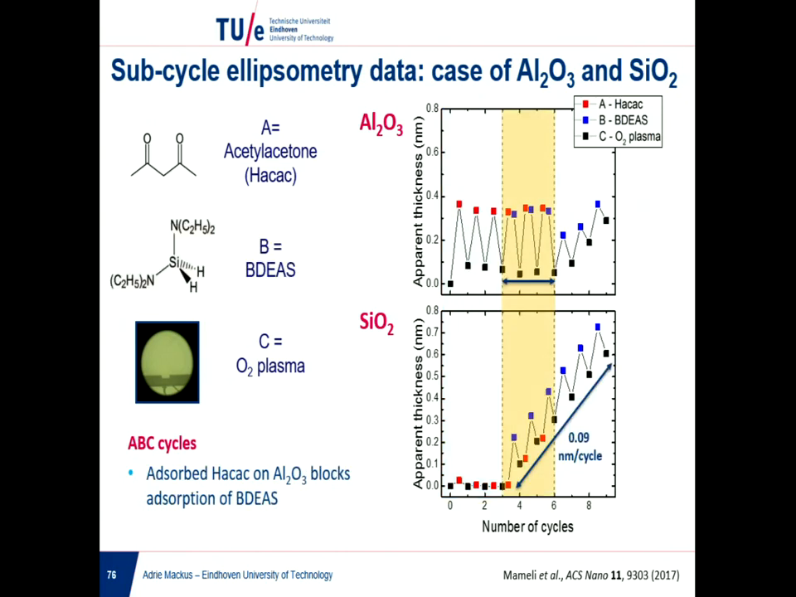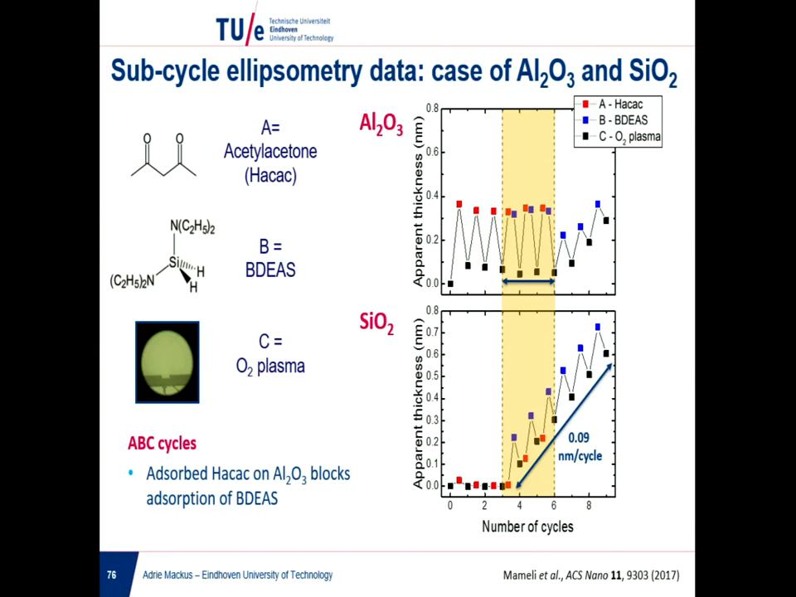Then here, these are the ABC cycles, so the full 3-step process. What you see then is if you dose the inhibitor, it adsorbs, that we already saw here. But then if you dose the precursor after that, then we don't really see a change. And this tells us that the inhibitor is apparently able to block the precursor adsorption. So that was requirement number 2. And then with the plasma, we remove the inhibitor again. So effectively here on this aluminum oxide, we don't see anything happening.